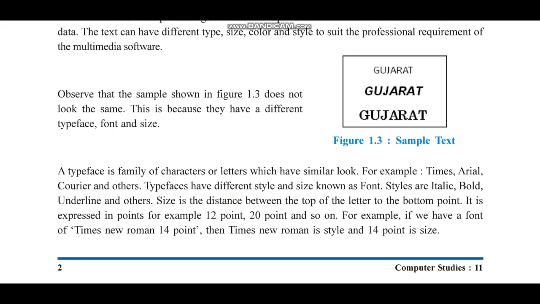The different styles are three: italic, bold, and underline, and font types are many, like Times New Roman, Arial, and many more. Size is the distance between the top of the letter to the bottom point. It is expressed in points, for example 12 point, 20 point, and so on. For example, if we have a font of Times New Roman and 14 point, then Times New Roman is the style and 14 is the size.